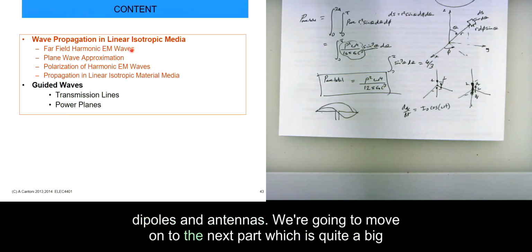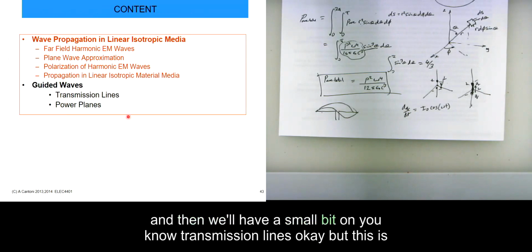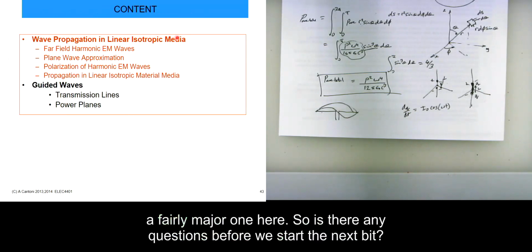We're going to move on to the next part, which is quite a big part: wave propagation in linear isotropic media. So we just have this to do, and then we'll have a small bit on transmission lines. But this is a fairly major one here. So, are there any questions before we start the next bit?